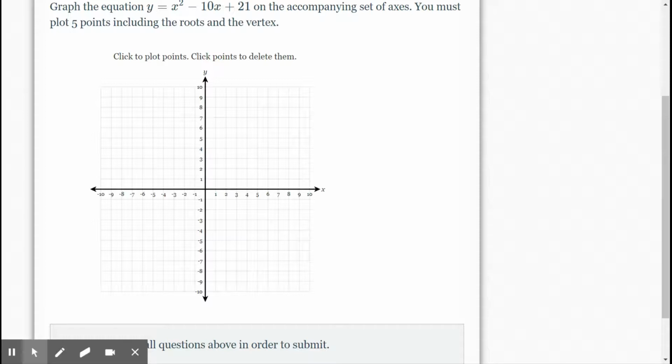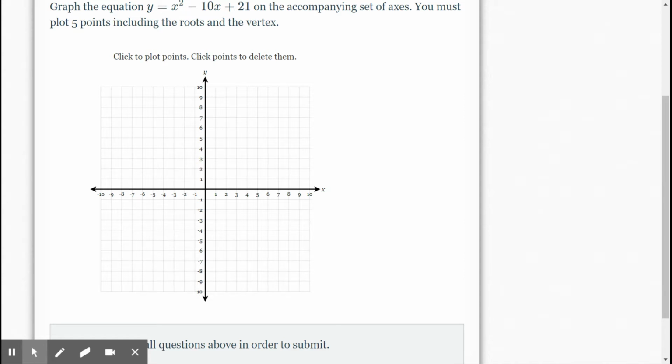Hi everybody, it's Miss Austin, and I'm going to go through a couple of the DeltaMath problems with you. This week we are graphing quadratics from standard form. And the name of this is parabolas, because that's the name of the graph of a quadratic.